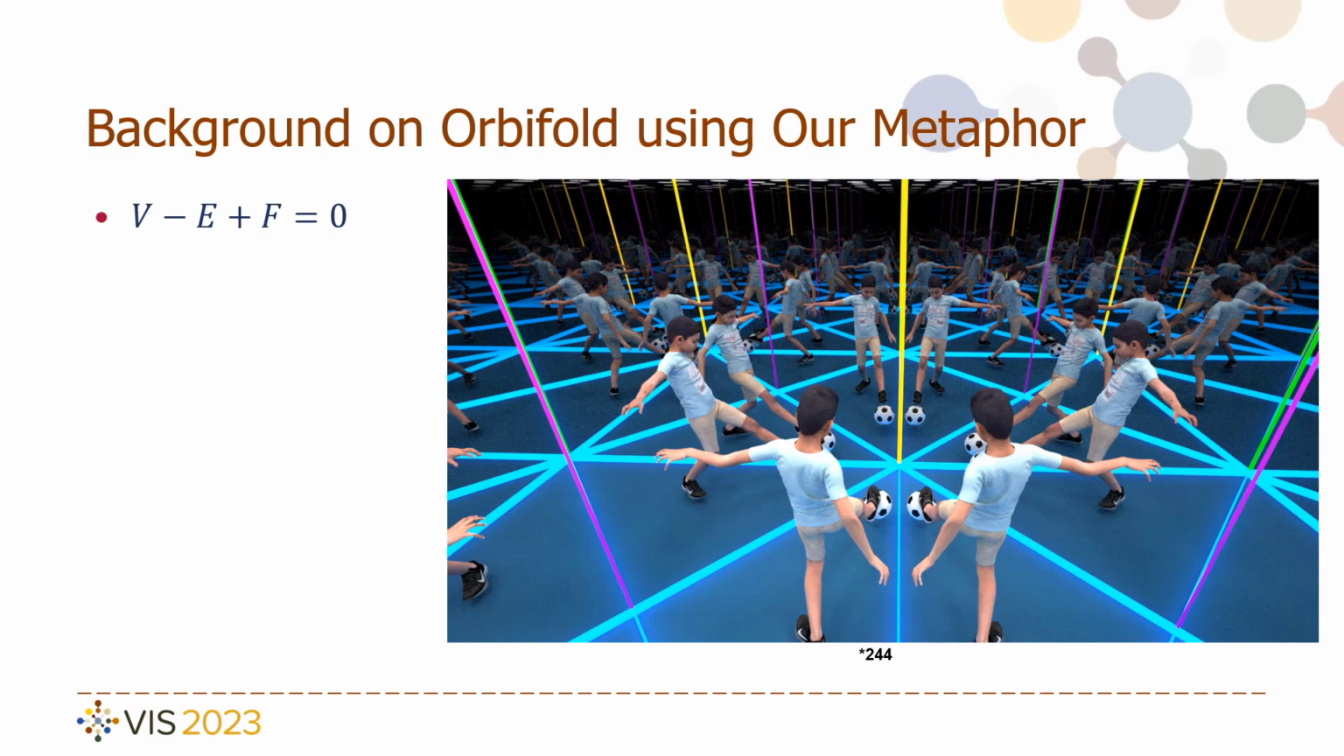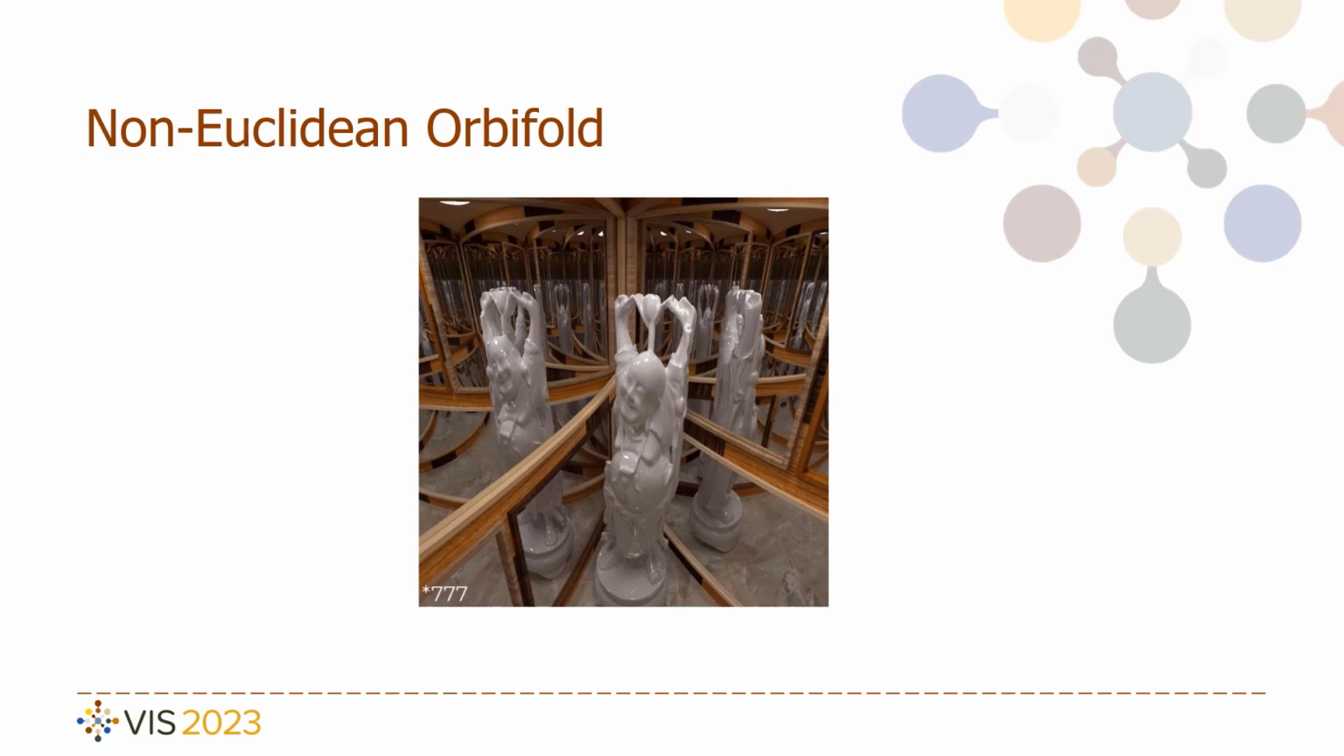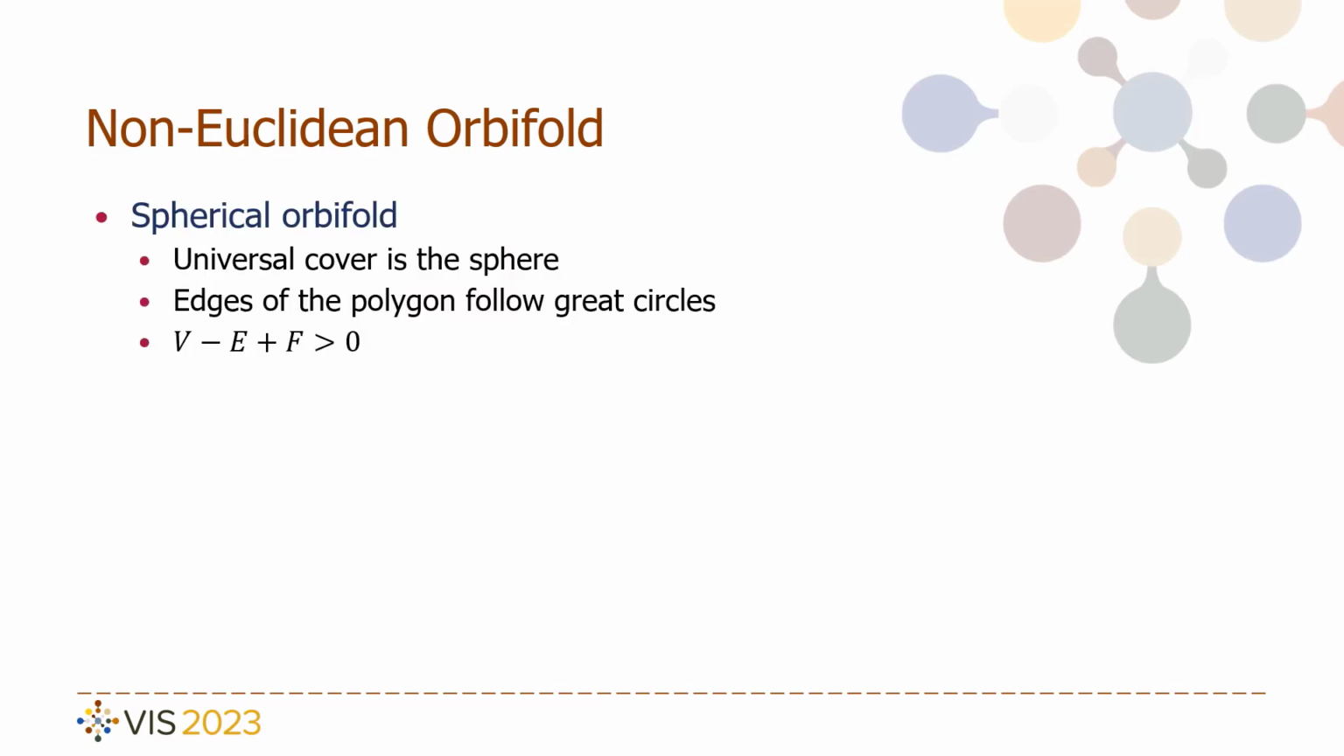However, not all Orbifolds are Euclidean. In fact, most Orbifolds are non-Euclidean. A spherical Orbifold has its universal cover being the unit sphere. The edges of a spherical polygon follow great circles in the sphere, and the Euler characteristic of any spherical Orbifold is positive.